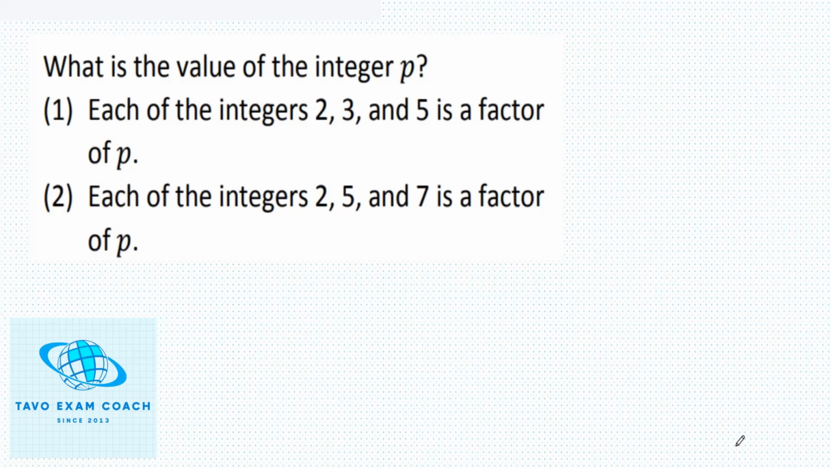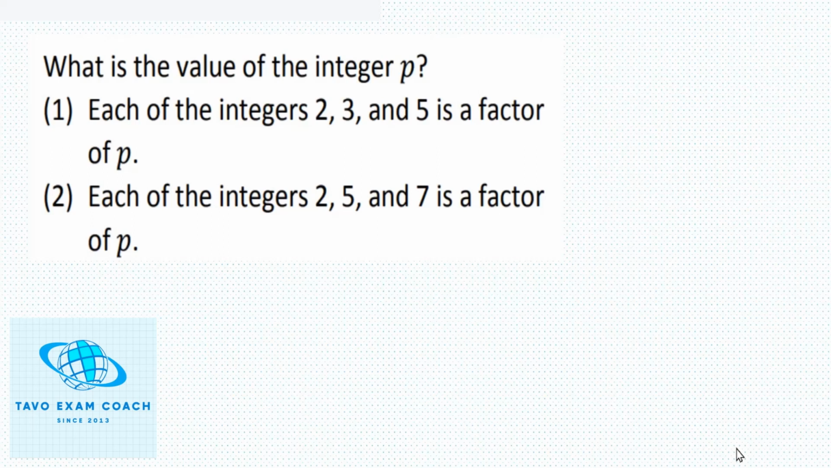What is the value of the integer p? Statement 1 says each of the integers 2, 3, and 5 is a factor of p. Another way to phrase statement 1 would be 2 is a factor of p, 3 is a factor of p, 5 is a factor of p. We need to understand a basic rule of divisibility in integers.